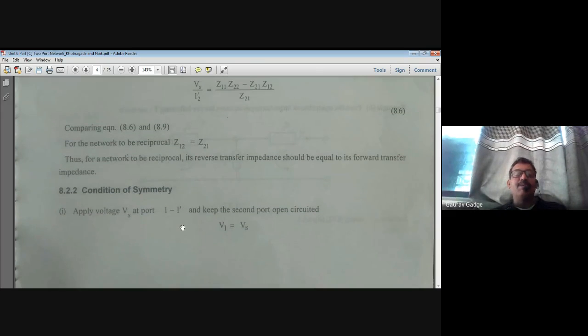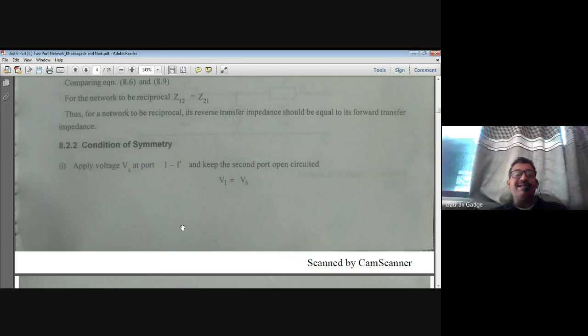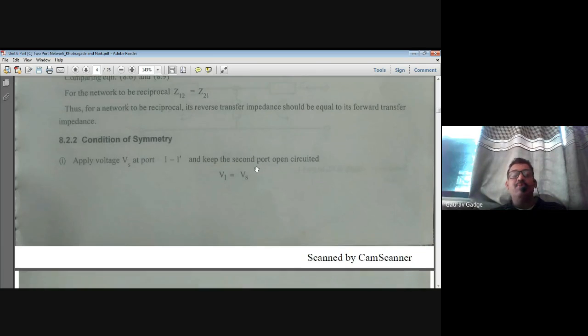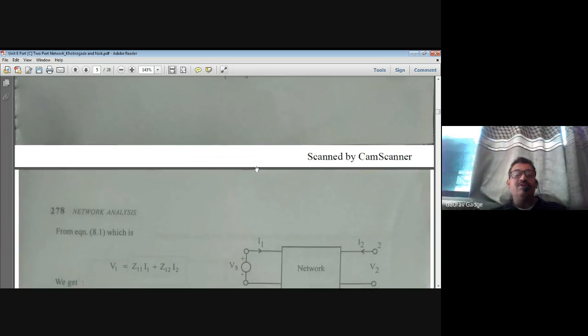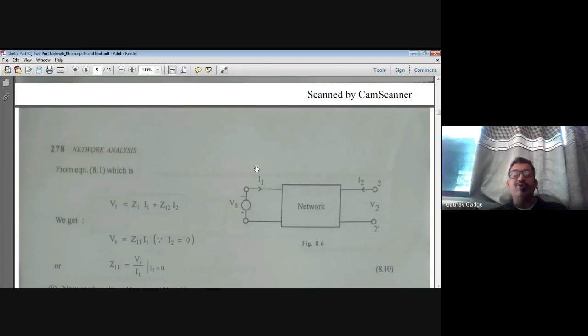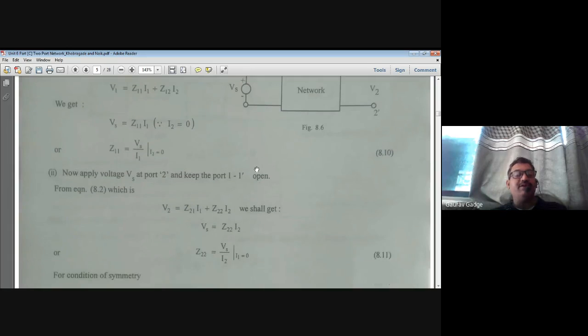Okay. Now, another is condition for symmetry. Apply voltage Vs at 1, and second port must be open circuited. So what do we get? V1 is equal to Vs. Second port is open, means I2 equal to 0, and therefore Z11 is equal to Vs upon I1.